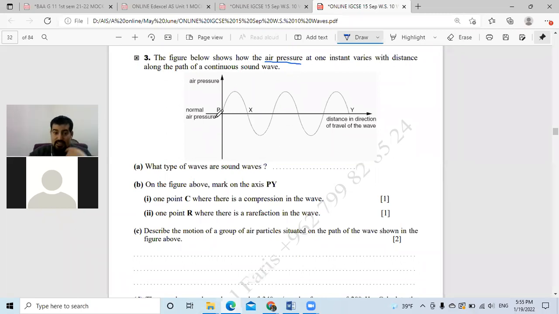I can see that the air pressure keeps going up and down, but it's not exactly that, it's longitudinal. So longitudinal and mechanical. Longitudinal and what? And mechanical what? Longitudinal and mechanical waves. Okay.